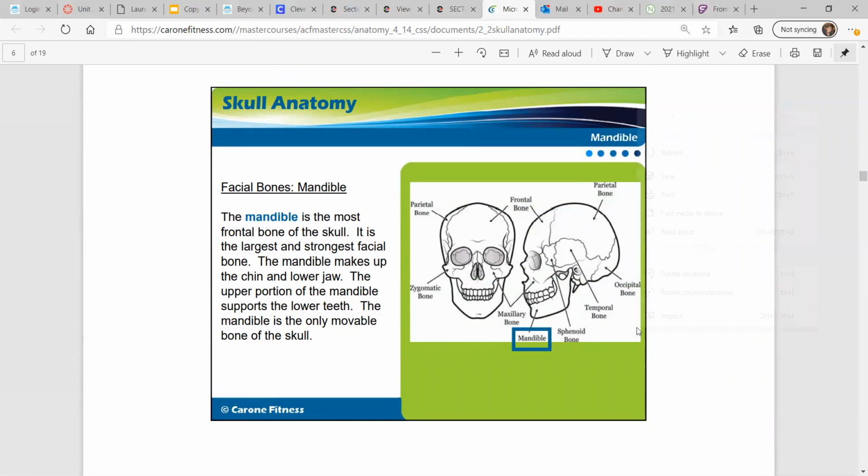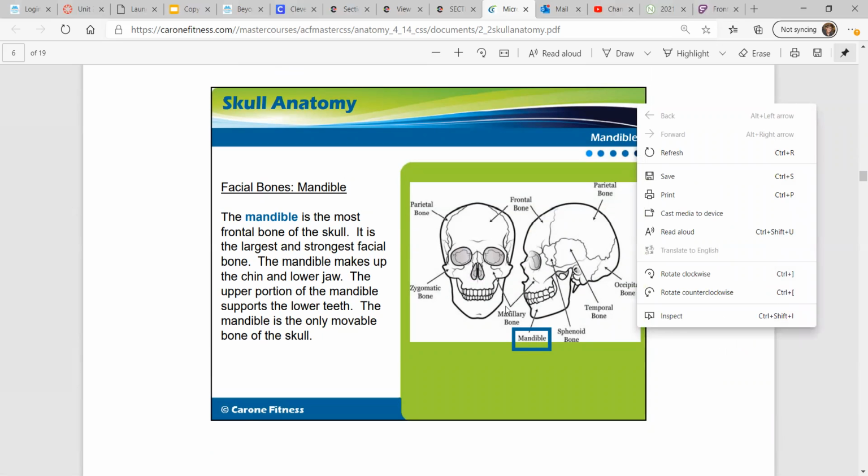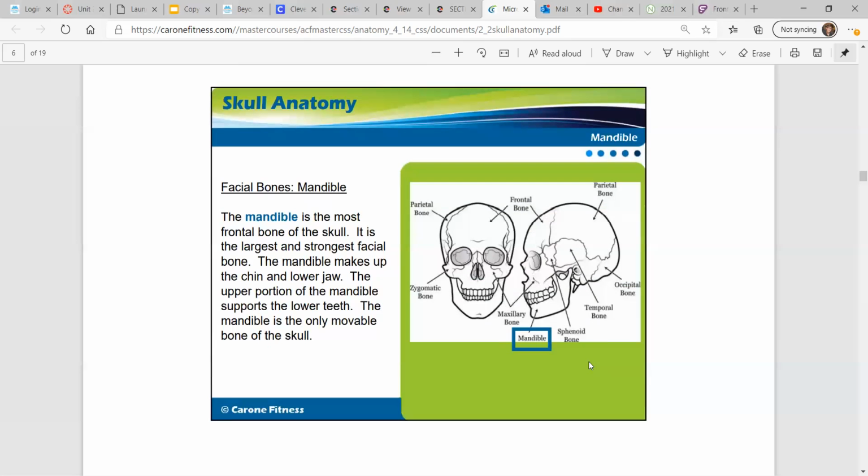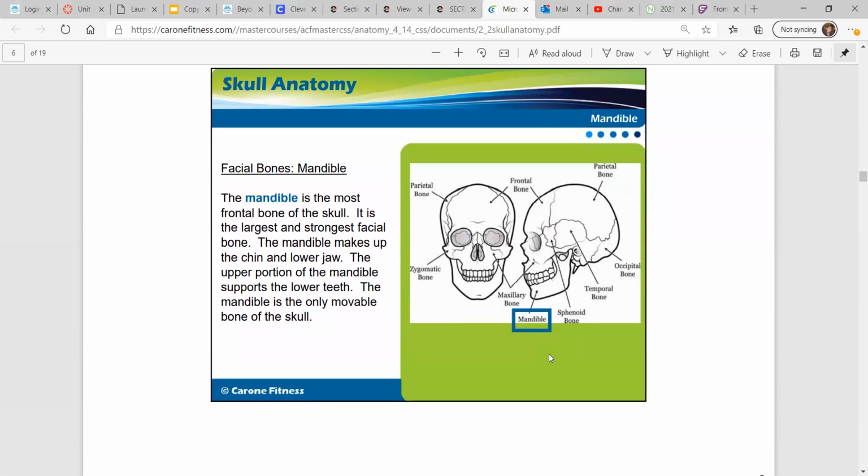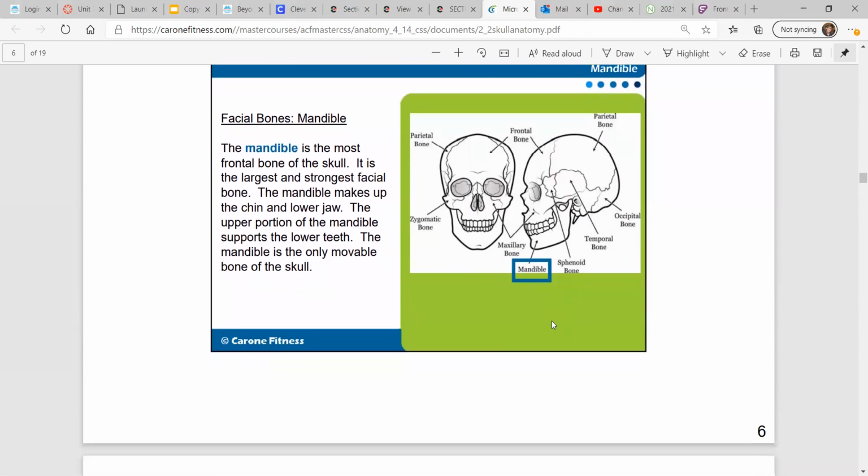The mandible, just kidding. The mandible is the most frontal bone of the skull. It's the largest and strongest facial bone. The mandible makes up the chin and lower jaw. The upper portion of the mandible supports the lower teeth. The mandible is the only movable bone of the skull. So that's pretty cool. You can move your mandible. You move it all the time.